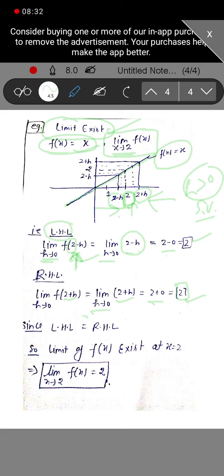So here we can observe that they both are equal, and as I told you previously, when both the left and right limits are equal, then we say the function's limit exists at the value at which we are calculating the limit. So we get that the limit of f(x) at 2 is approaching f(2), where f(2) is nothing but equal to 2. So we get the limit is 2.